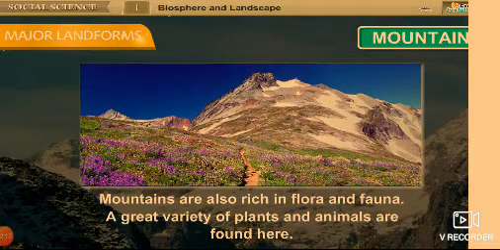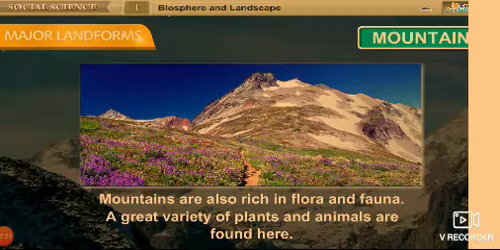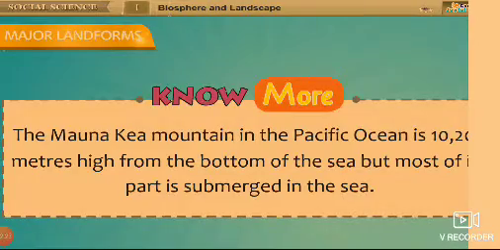Mountains are also rich in flora and fauna. A great variety of plants and animals are found here. Did you know? The Mauna Kea mountain in the Pacific Ocean is 10,205 meters high from the bottom of the sea, but most of its part is submerged in the sea.